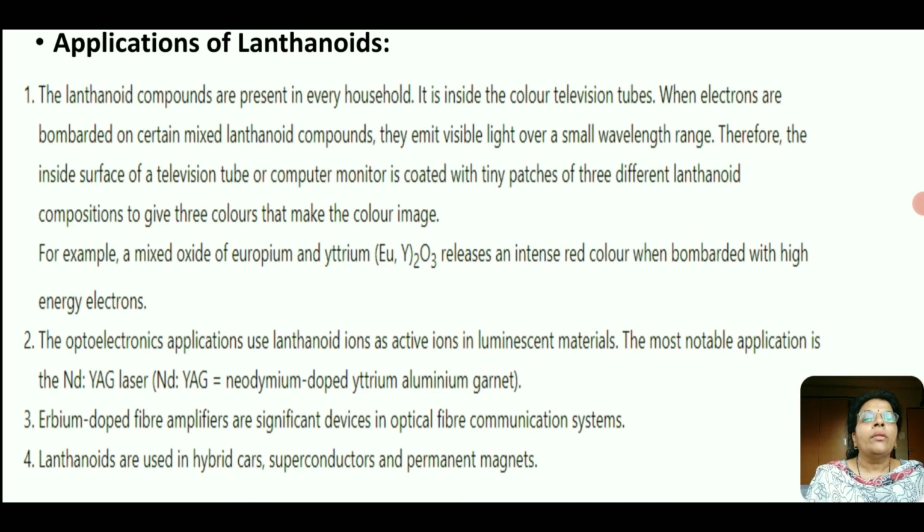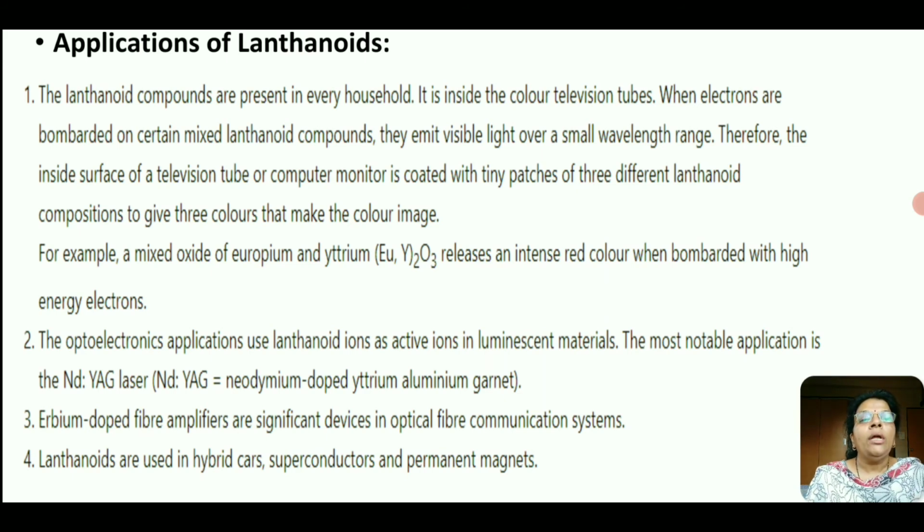Then second, the optoelectronics applications use lanthanoid ions as active ions in luminescent material. The most notable application is the Nd:YAG laser. Nd:YAG, that is neodymium doped yttrium aluminium garnet. Then third, erbium doped fiber amplifiers are significant devices in optical fiber communication systems.